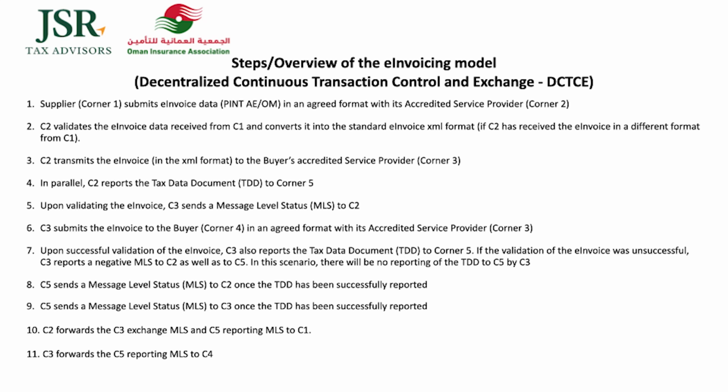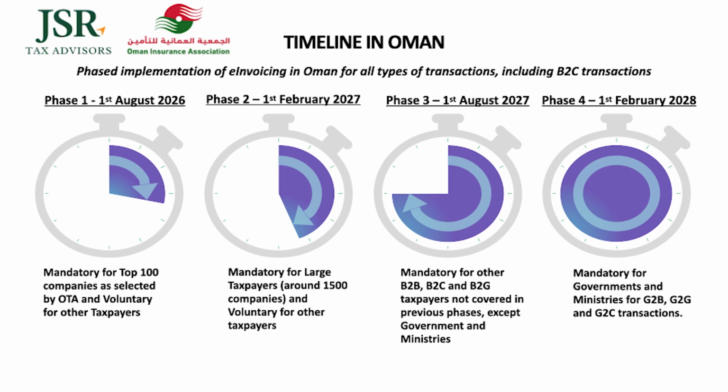Sure. Should we proceed to the next slide? So till now we have seen what is the 5-corner model. Now let us see the timelines in Oman. So Oman is going to introduce e-invoicing in 4 phases. And this presentation will also be shared with you all, so you can save your phone memory. Rest assured, this is made for you and will be shared with you.